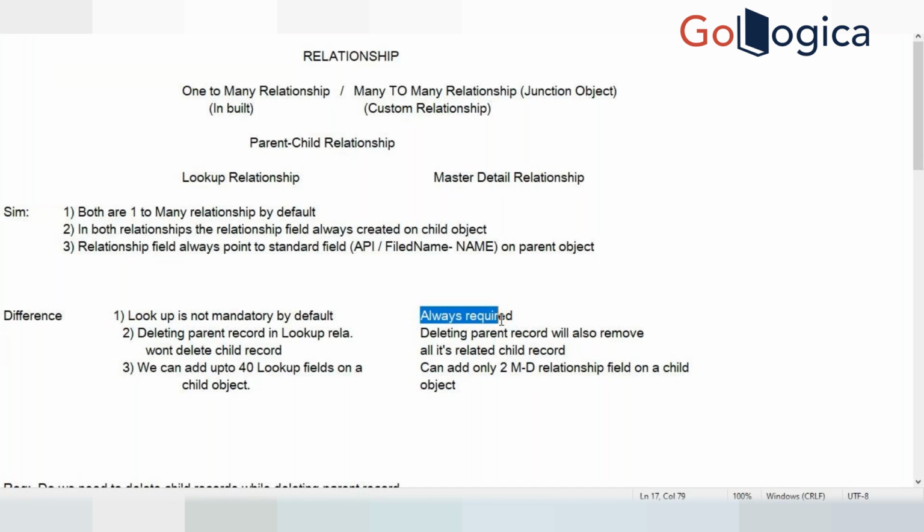So that means one child object can connect with 40 parents if it's a lookup, but if you are setting up a master detail, one child object can connect only with two parent objects. So these are the similarities and differences between lookup and master detail relationship.